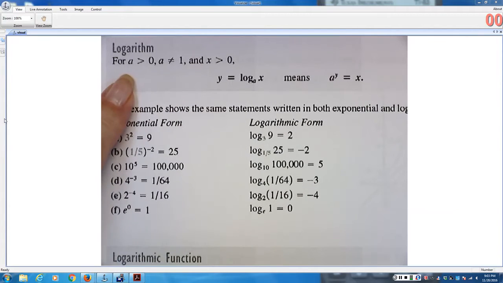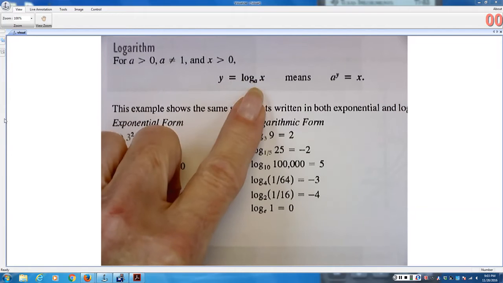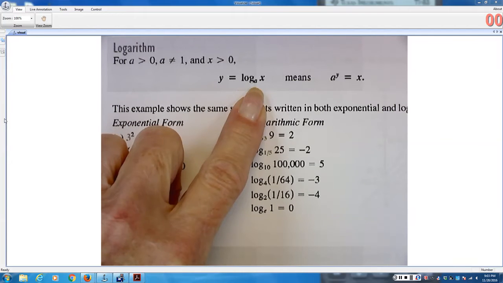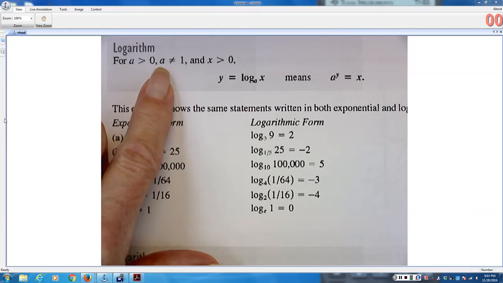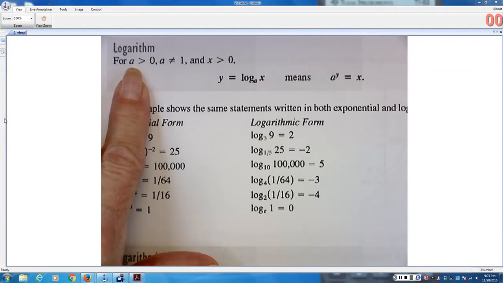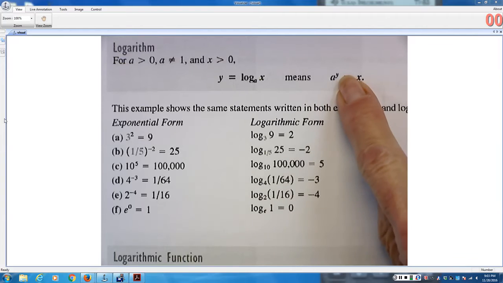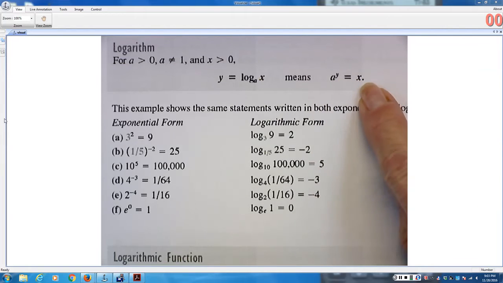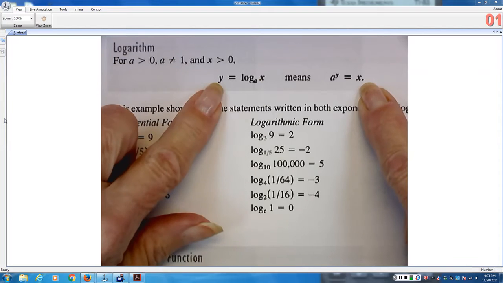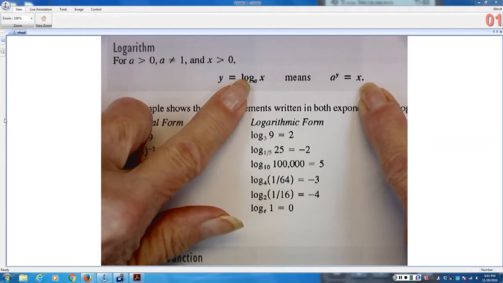In a logarithmic equation, a is the base. A can't be 1. A has to be positive. It can't be negative. This is an exponential equation: a raised to the power of y is equal to x. And that's equivalent to saying y is equal to the base a logarithm of x.